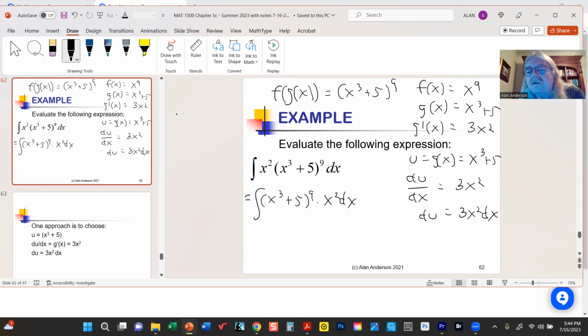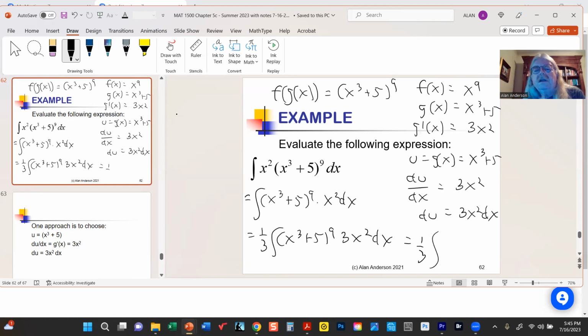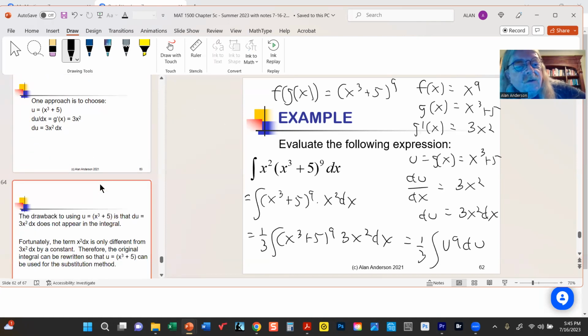And we recognize that we don't have what we need. We need a 3 in here. So let's rewrite this as 1/3 integral of (x cubed plus 5) to the 9th times 3x squared dx. So suddenly we have what we need: 1/3 integral of u to the 9th du. And then we're all set because now we just use the power rule.